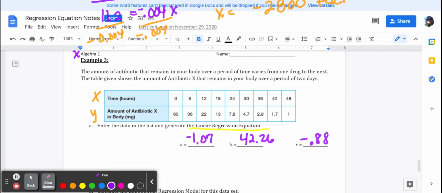So if I'm going to turn this into an actual linear regression equation, I just put it in y equals mx plus b, or in this case ax plus b, because a is a predicted value. So negative 1.07x plus 42.26. And then I can tell here by my R value that this is a negative correlation, and I would still consider that to be pretty strong.